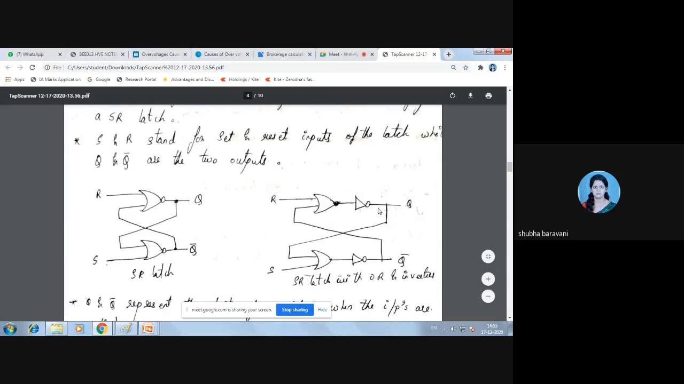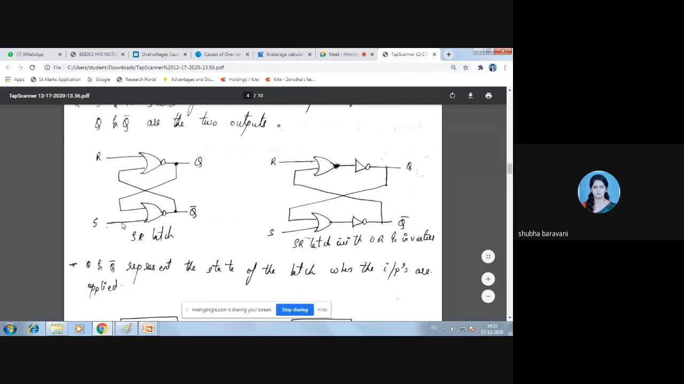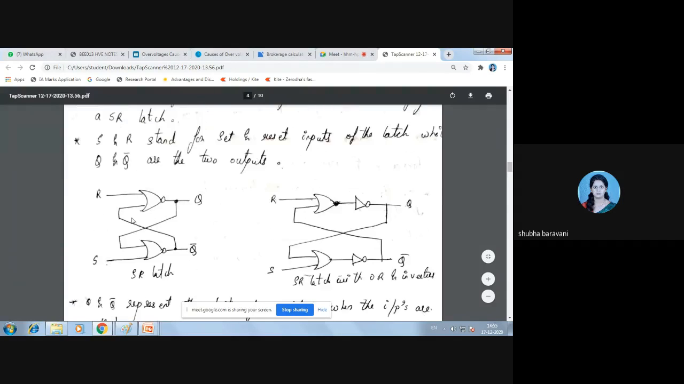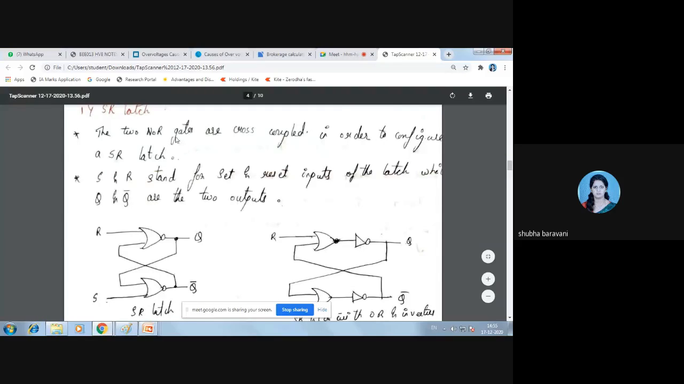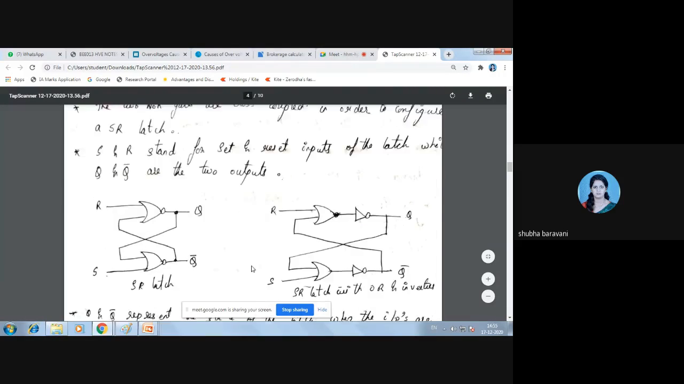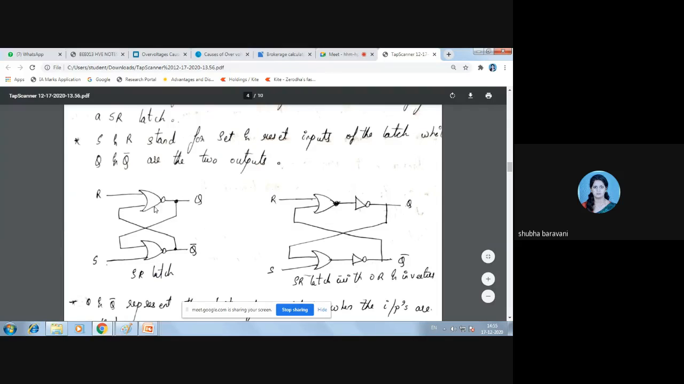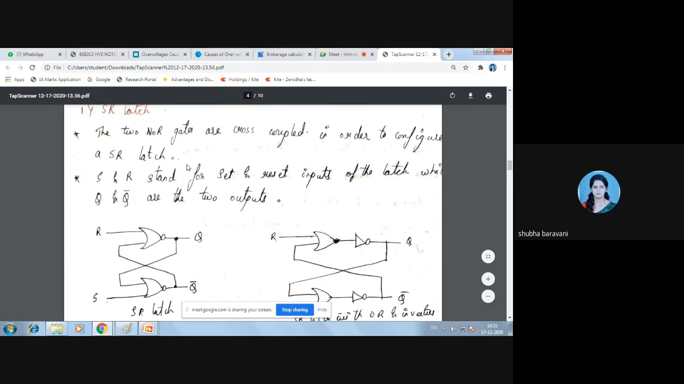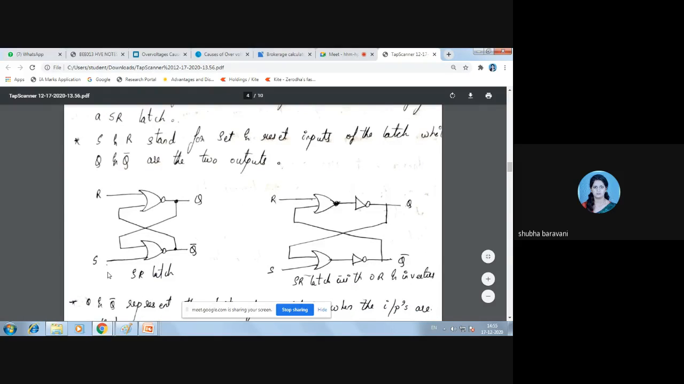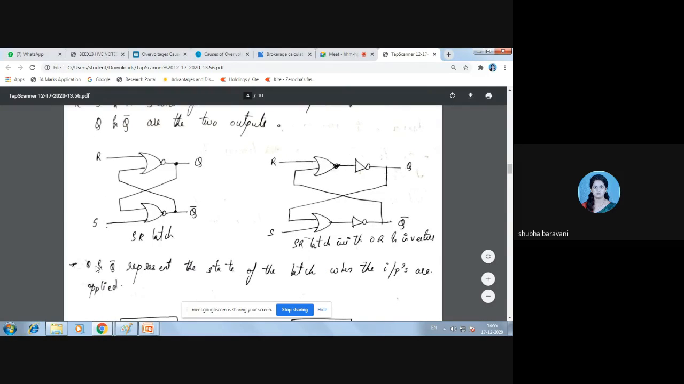Okay. So see, this is how a basic SR latch looks like. ठीक है? Where S stands for set, R stands for reset. Okay? See, the two NOR gates are cross coupled in order to configure an SR latch. So this figure is a basic SR latch where I have used two NOR gates which are cross coupled in order to configure an SR latch. The S and R stand for set and reset inputs of the latch, while Q and Q bar are the two outputs. Okay, so Q and Q bar are two outputs and they represent the state of the latch when the inputs are applied. It means present state.